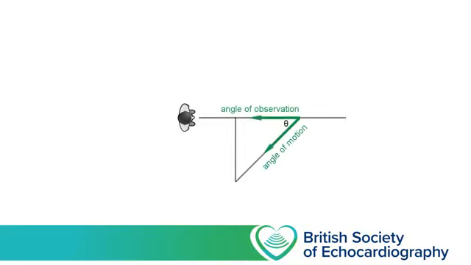The difference between the angle of observation and the angle of motion is described by the angle theta, and we can see that as that angle increases, we will continue to further underestimate the velocity of the moving target.